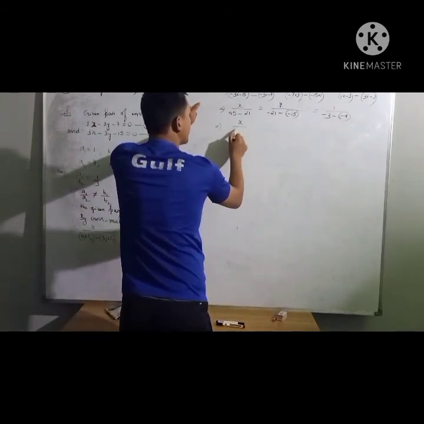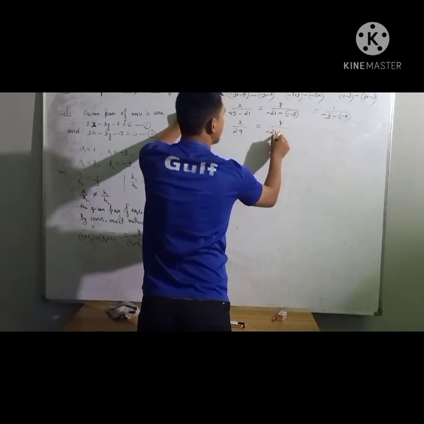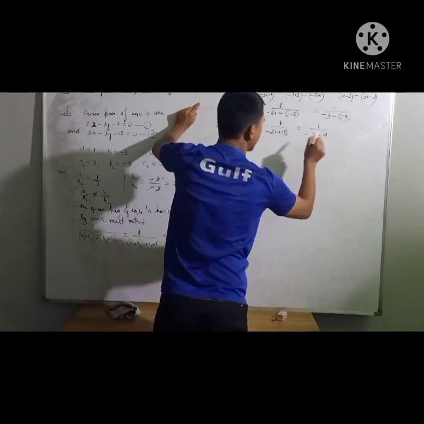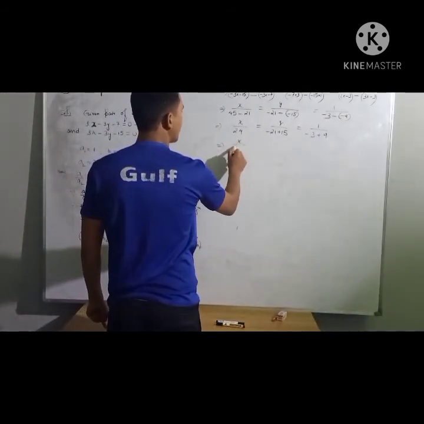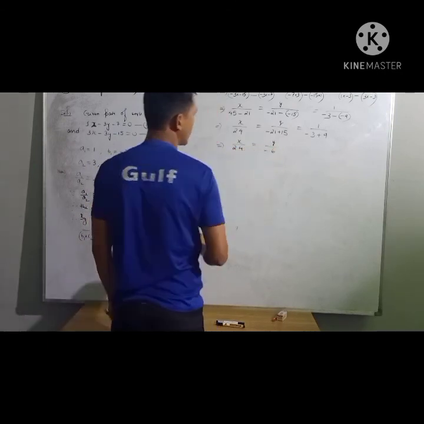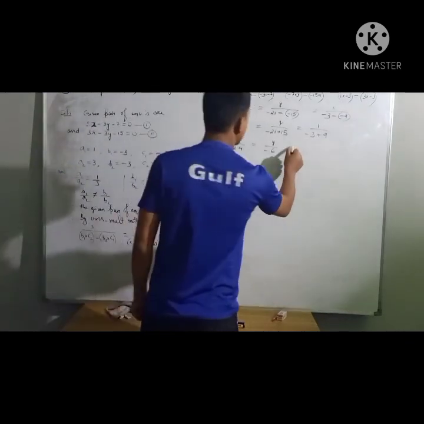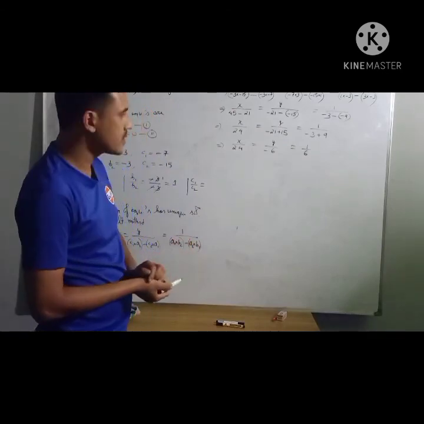So x upon 24, y upon minus 21 plus 15, 1 upon minus 3 plus 9, minus minus plus 9. So we have x upon 24, y upon minus 6, okay? Minus 21 plus 15 is minus 6, equals to 1 upon 6. Now we have three equal ratios, okay?